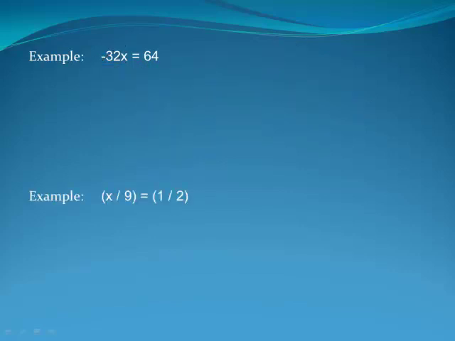All right, let's look at this next example. X divided by 9 equals 1/2. If we rewrite that so that it looks clearly like a division problem, x over 9 equals 1 over 2. Here we want to isolate the x, so we need to get rid of that division by 9. So we are going to multiply both sides by 9.